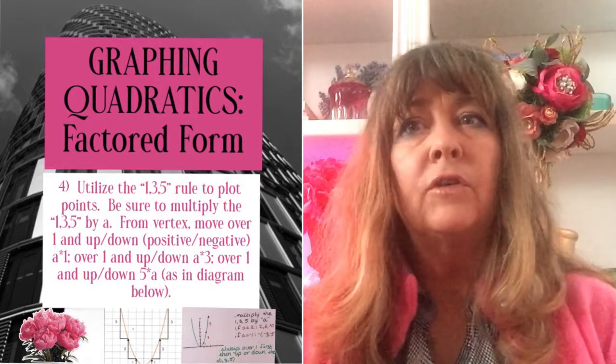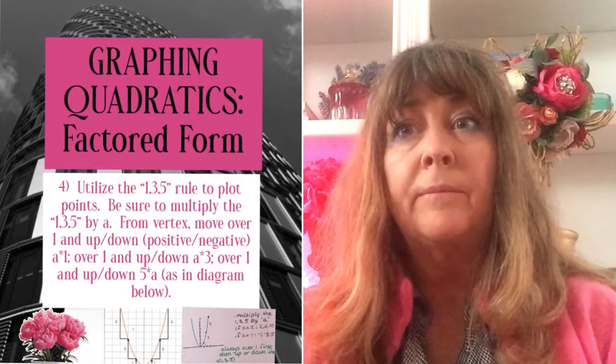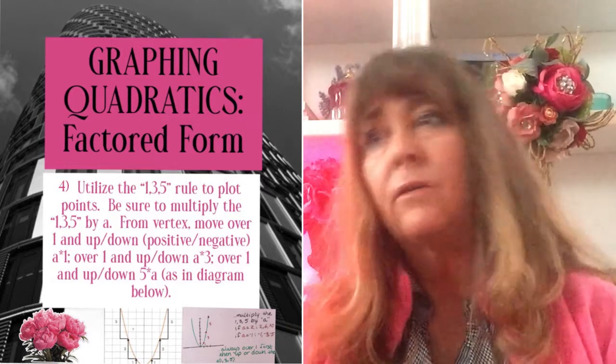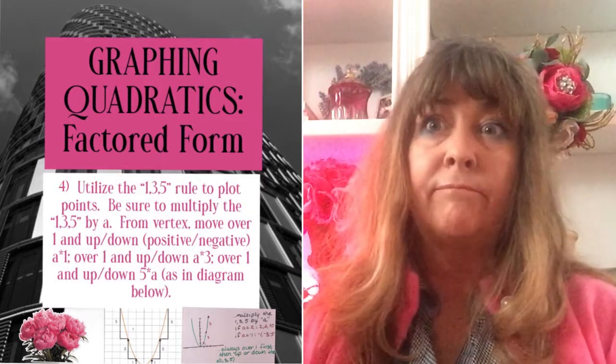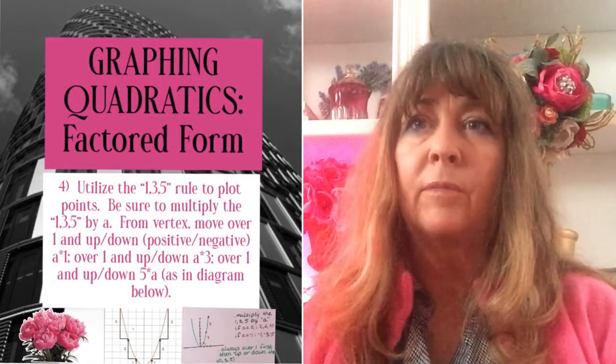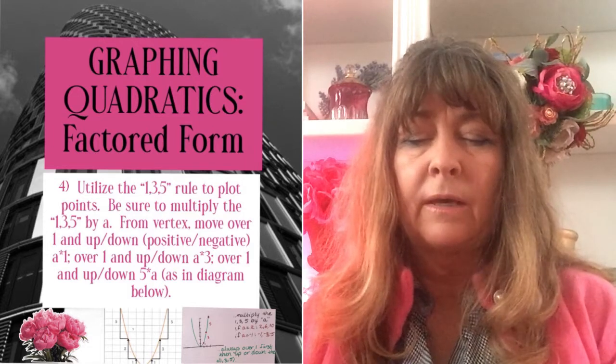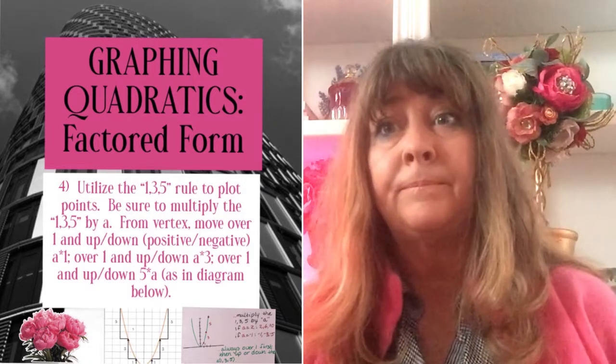So you always start off at the vertex, you go over 1 horizontally, and then you go up whatever that first number is, then over 1 again, and then up the second number, and over 1 again, and up the third number. So anyway, I have a little example there, so I hope you can see that. And again, you do this on each side, so it's symmetrical.